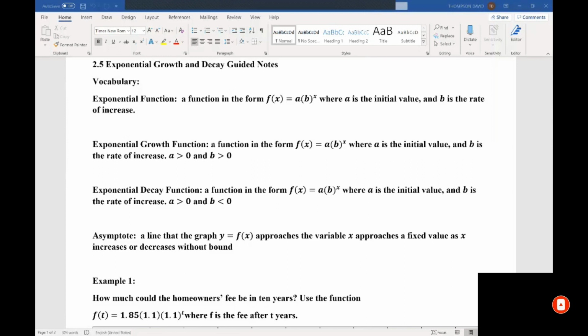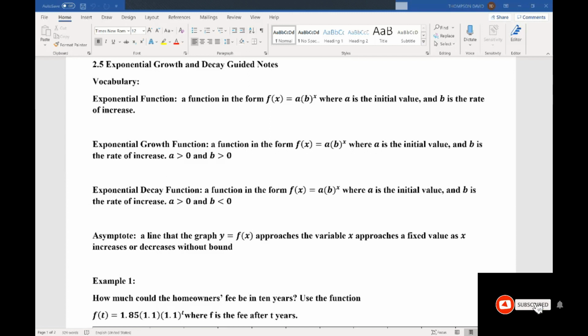An exponential growth function is a function in the form f of x equals a times b to the x, where a is the initial value and b is the rate of increase, and b is greater than 0, and a is greater than 0. So a is always going to be greater than 0. Well, not always, but for the most part.